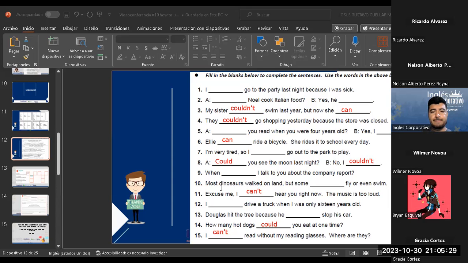The number 9 is when could I talk to you about the company report? Okay. Yes. Bien. Se puede can, pero could en este caso podría ser más amable. Creo que podría ser could porque se trata del trabajo, es más diplomático. ¿Es cuando podrías hablar acerca del reporte de la compañía, verdad? Porque si utilizas can sería cuando puedes, con más confianza. Okay. Thank you, Ricardo. Very nice.